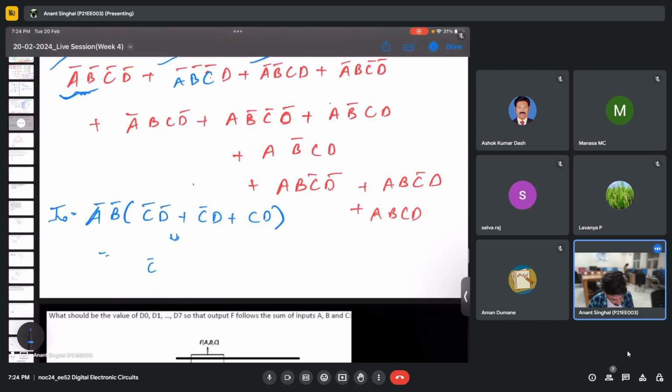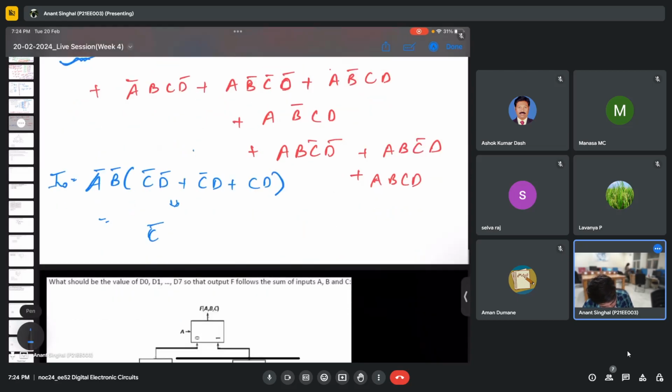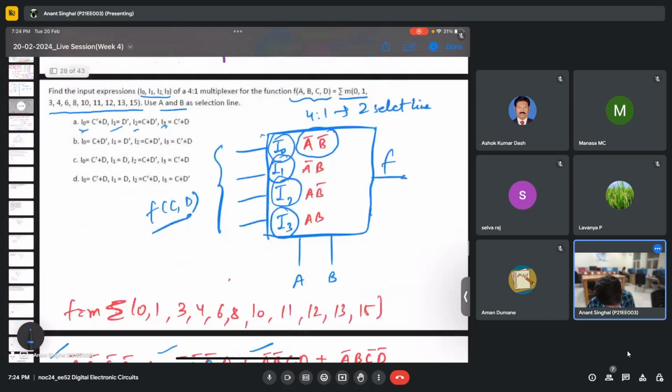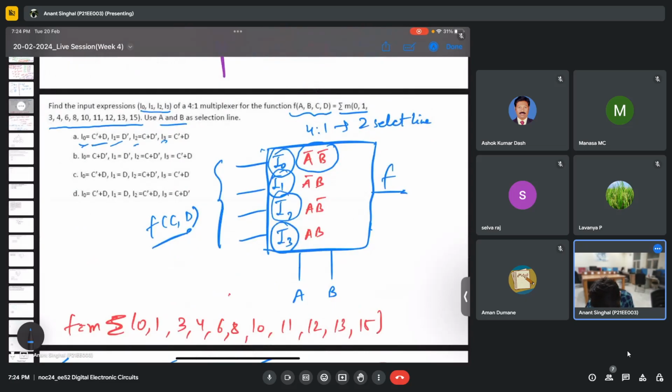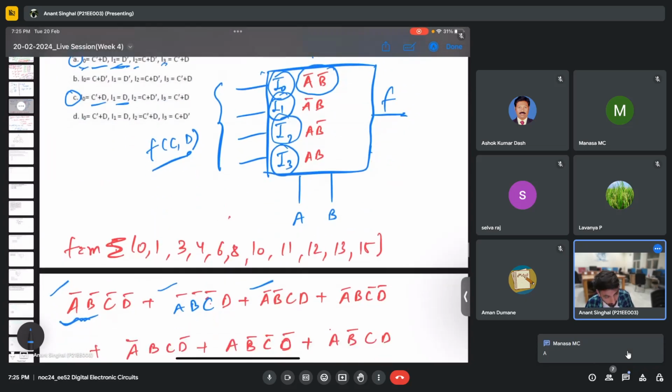So taking C complement common, it will have D plus D complement, and then CD. It will be 1. So C complement plus CD, and this is nothing but C complement plus D. So I naught in terms of C and D will be C complement plus D. Okay, so there are two options: either A is correct, or C is correct. So we need to calculate only I1 now. If we calculate I1 as D or D complement, we can say for sure which one is correct.